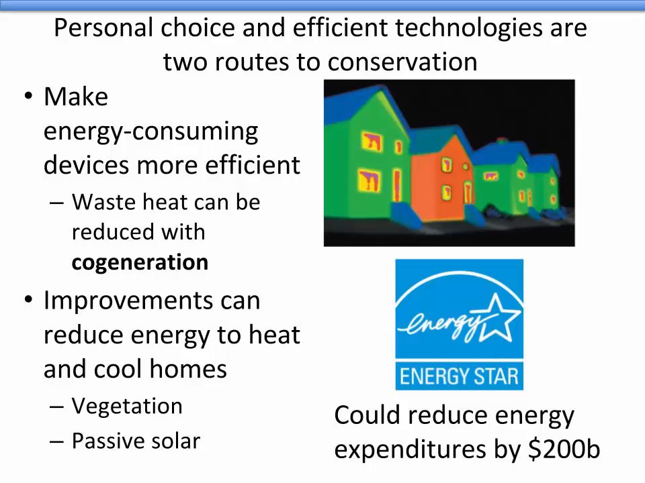Many consumer products are now more efficient. Energy-efficient lighting can reduce energy use by 80%. Many governments are phasing out incandescent light bulbs in favor of more energy-efficient compact fluorescent bulbs. Federal standards in the Energy Star program have reduced electricity used by appliances. If all Americans bought energy-efficient appliances, energy expenditures would be reduced by $200 billion.